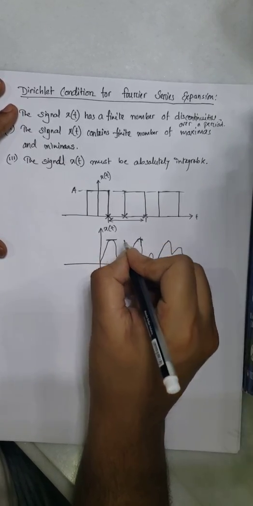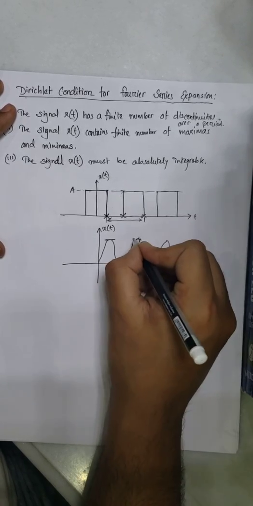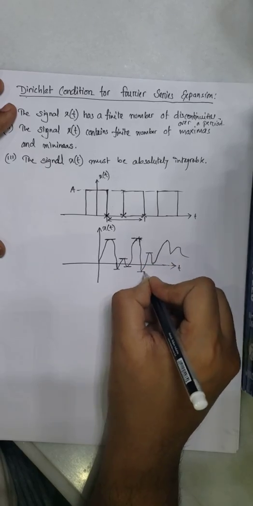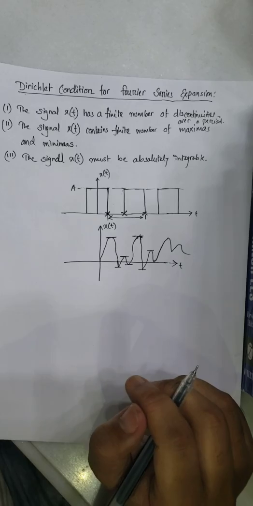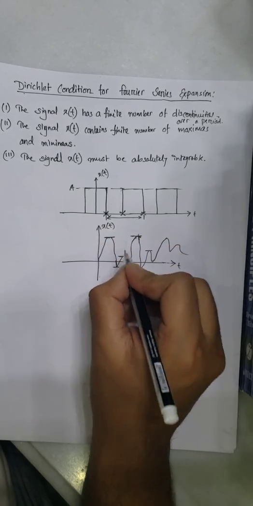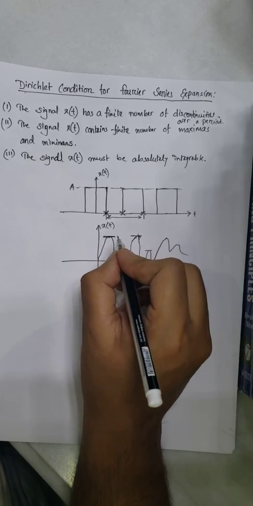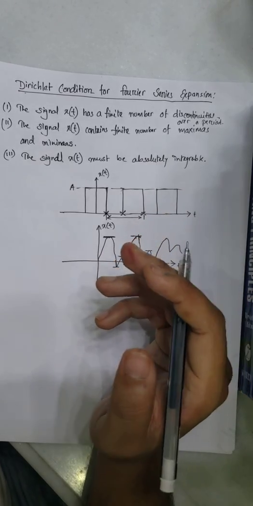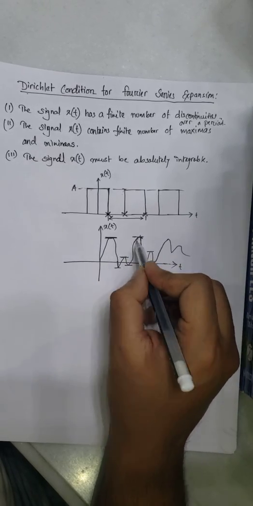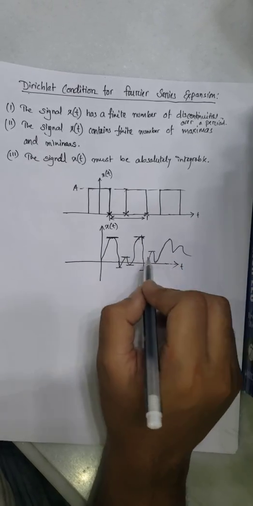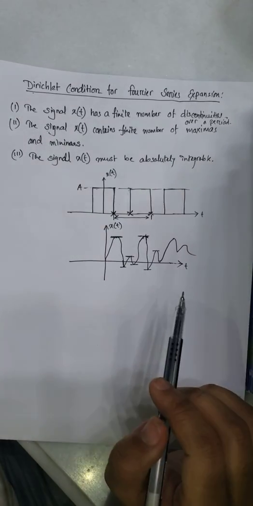So this here is a maxima, this here is a minima. Similarly, this one is a maxima, this one is a minima. Maxima, maxima, here is a minima, and you can understand the rest of the signal. A maxima and a minima is a point where the tangent becomes infinite, if you know what I mean. So since in this signal the number of maximas and minimas are countable, this signal fulfills the second criteria of the Dirichlet condition.